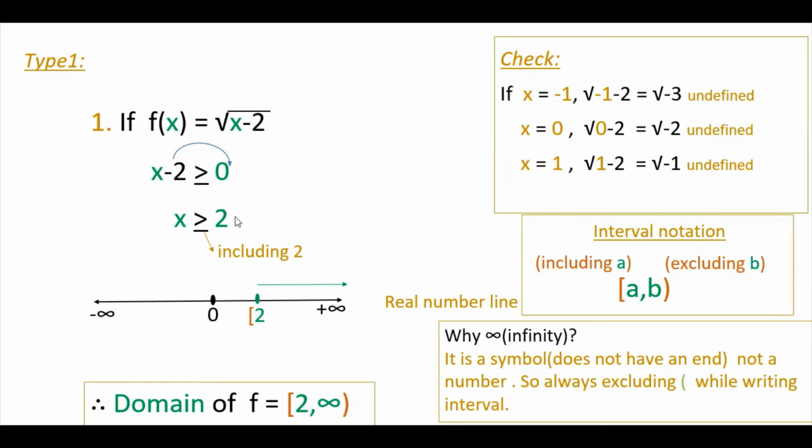You can check less than 2 values. If you check, see -1, 0, 1, all are less than 2. If you apply those values, you will get undefined values. Therefore, x values are greater than or equal to 2. This is the domain of the function.